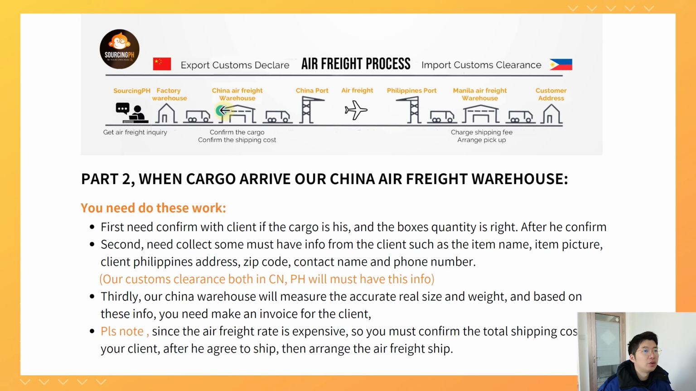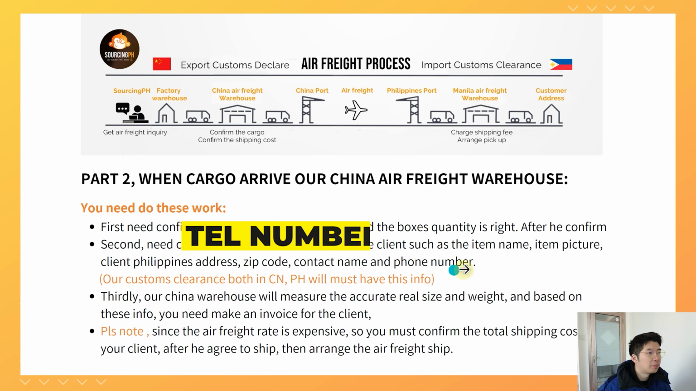When the cargo already arrives at our China air freight warehouse, you need to do this work. First, confirm with the client that the cargo is his and that the box quantity is right. Second, collect some must-have info from the client, such as the item name and picture, client's Philippines address, zip code, contact name, and the phone number.